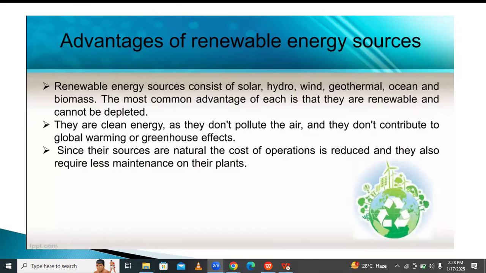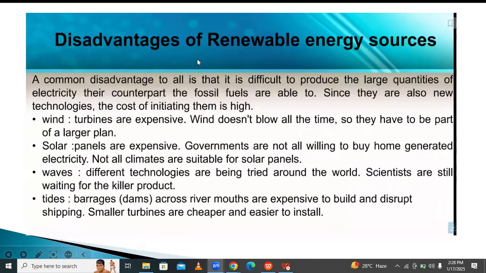This is about the advantages of renewable sources, and they also have disadvantages. A common disadvantage is that it is difficult to produce large quantities of electricity. One of the major disadvantages of renewable energy sources is that it is very difficult to produce large quantities. In coal plants, it is very easy to produce a high amount of power. A large amount of power can be generated using coal, but with renewable energy sources, it is very difficult to produce large quantities.